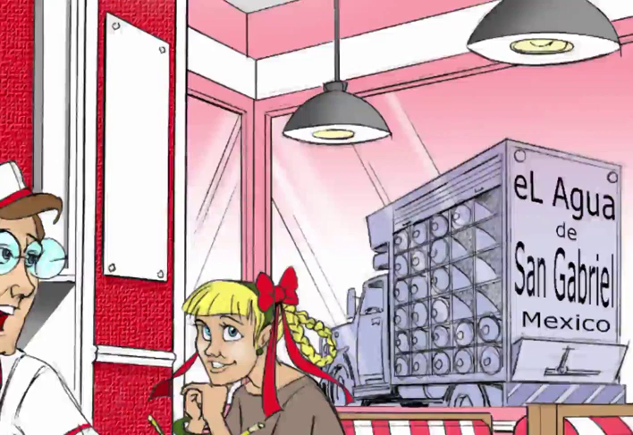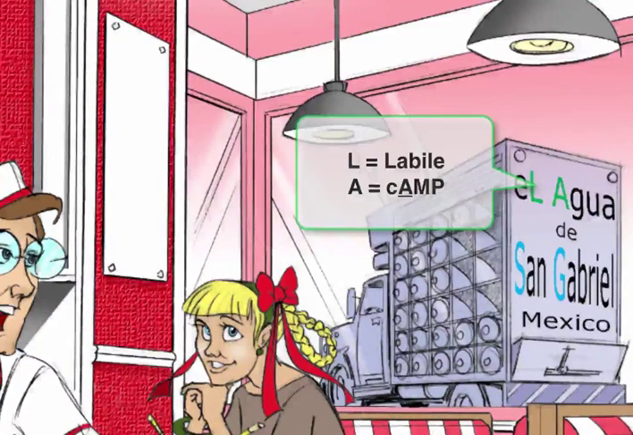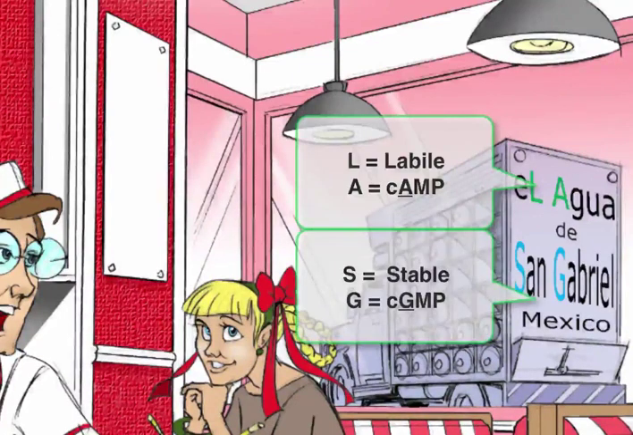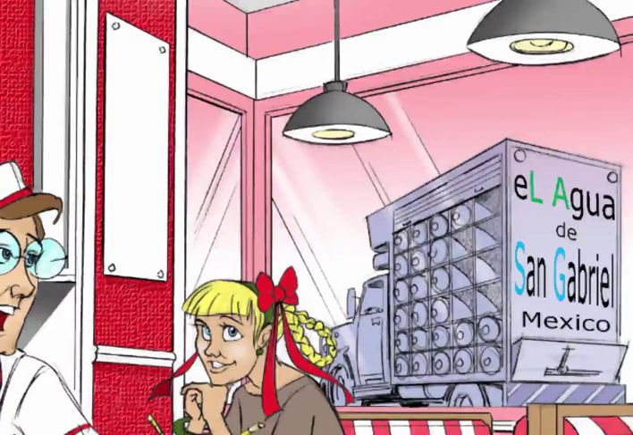So we have a mnemonic that fits nicely within this title. El Agua de San Gabriel pairs the L and the A in El Agua with the S and the G in San Gabriel. So L for labile increases cAMP, and S for stable increases cGMP. And as a side note, this heat labile toxin that increases cAMP is very similar to cholera toxin, which you'll see in the cholera video.